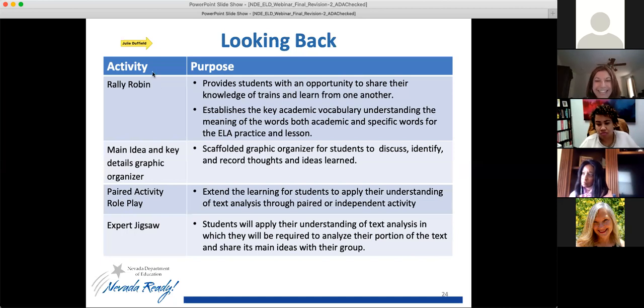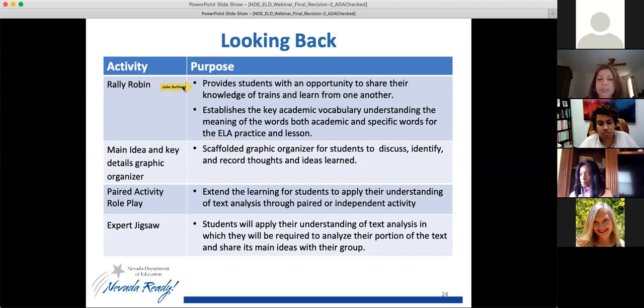Okay. And now we're going to be looking back. Why did we incorporate all of these activities? What is the purpose? That's where this handy tool comes into place with our ELD framework. As we were planning this, it was really important to make sure we hit a lot of these scaffolds and these tools, very important for our students. So we're going to look back to the lesson and think about the Rally Robin. What was the purpose of that?